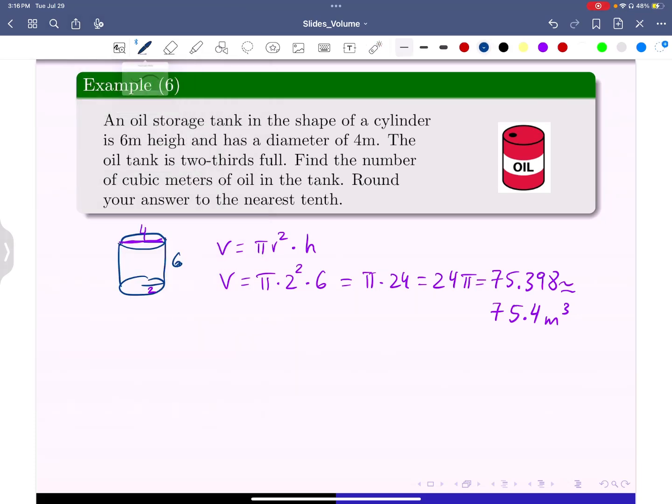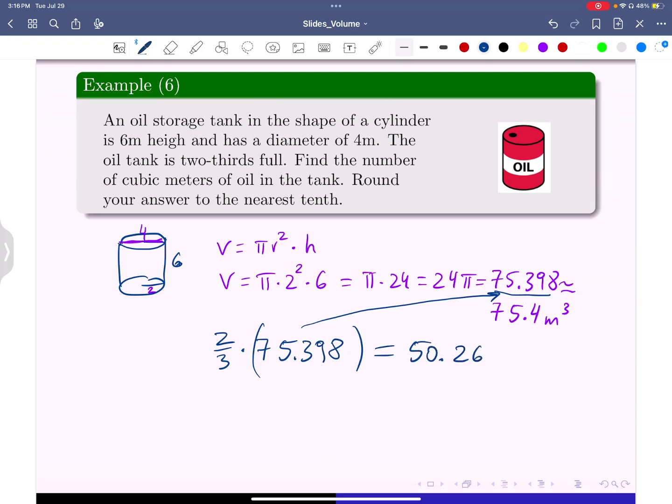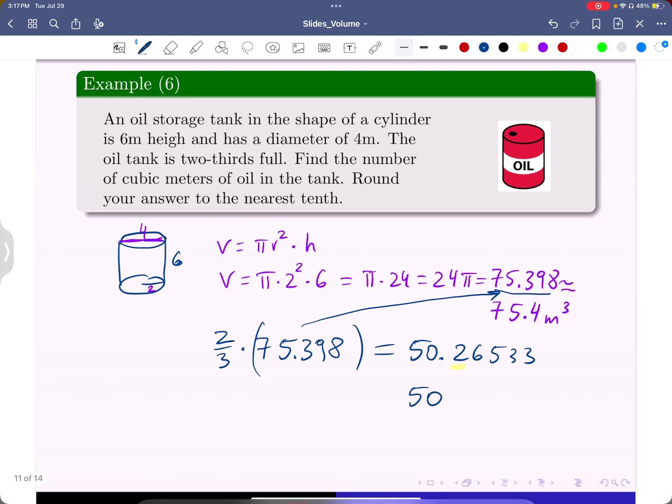So now we're gonna take 2/3 times, let's take the original number because that would be less rounding. That original number would be this number, 75.398, and that gives us 50.266533, and they ask us to round to the nearest tenth. So the tenth is right here. We look at the next number. So this should be 50.3 meter cube.